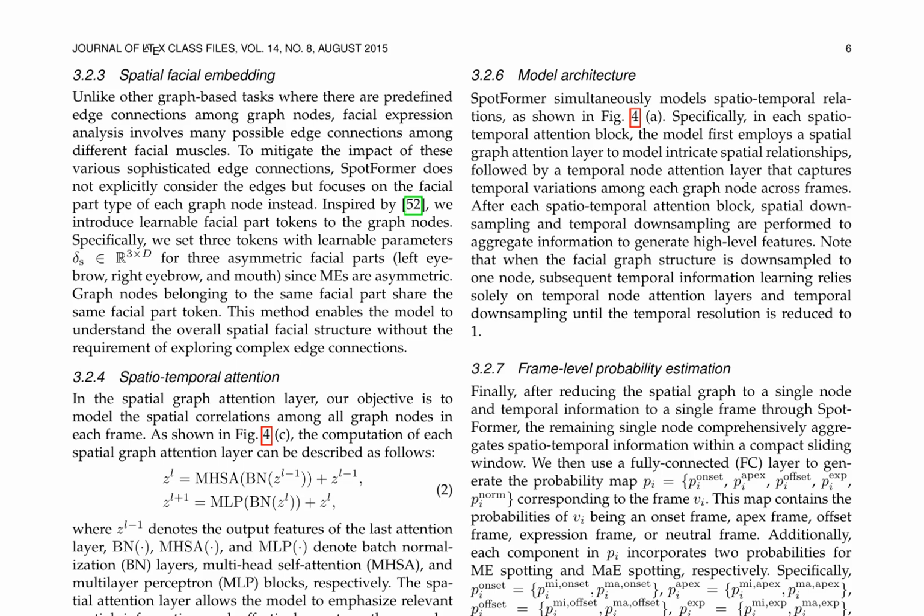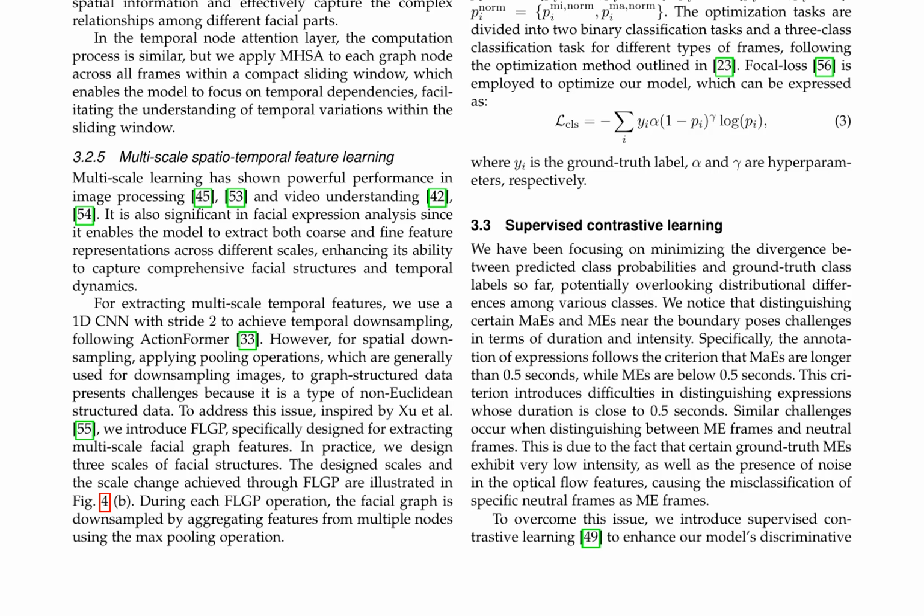The model then aggregates information through spatial and temporal downsampling to generate high-level features. Finally, the model uses a fully connected layer to generate the probability map corresponding to each frame, which contains the probabilities of being an onset frame, apex frame, offset frame, expression frame, or neutral frame. The optimization tasks are divided into two binary classification tasks and a three-class classification task for different types of frames, using focal loss as the optimization method.